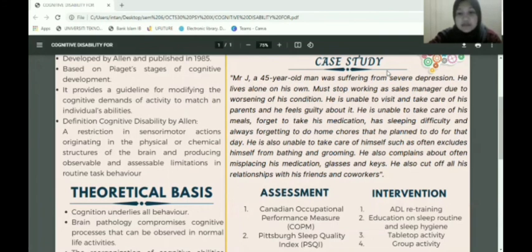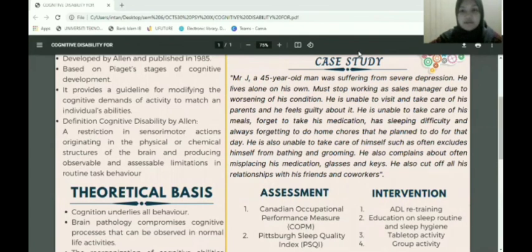So basically, this activity, we can grade the activity either from simple to hard, or also by speed of the task, which is slow to fast. So basically, this tabletop activity will help Mr. J to improve his cognitive function, especially in short-term memory. So this tabletop activity must be beneficial in helping Mr. J in improving his short-term memory.